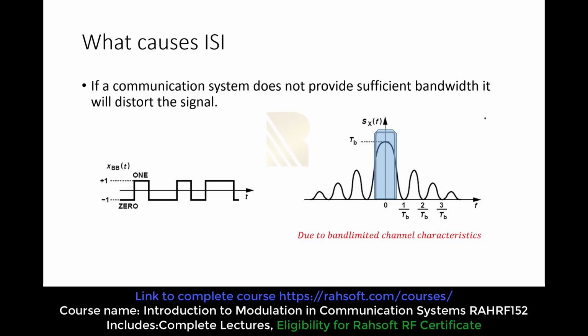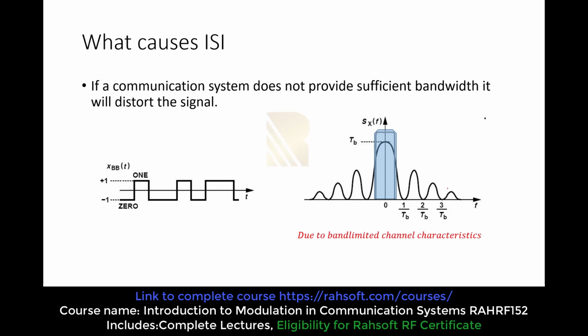First, if the communication system does not provide sufficient bandwidth, it will distort the signal. What does it mean? We start from a non-return to zero code, for example, in PSK modulation. You saw this. This is the baseband data, and it has a low frequency. What is the frequency spectrum for this random pulse? We observed in previous sections that it's going to be sinc-shaped like this. So we have different kinds of information here for different frequencies.